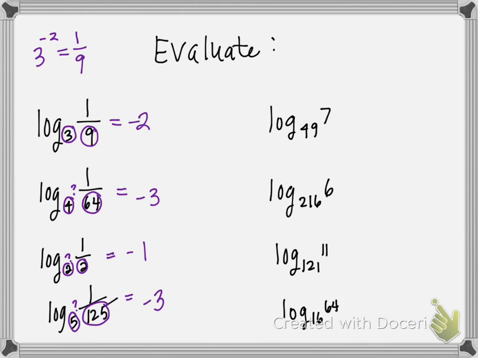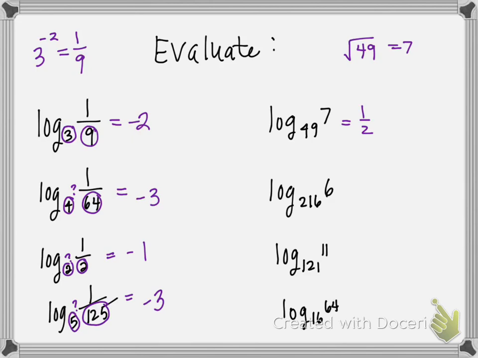So let's start with 49. What root can I take of 49 to get an answer of 7? Well, that's just the square root. So to represent the square root as a fraction, we write it as 1/2. 49 to the 1/2 power gives me an answer of 7.